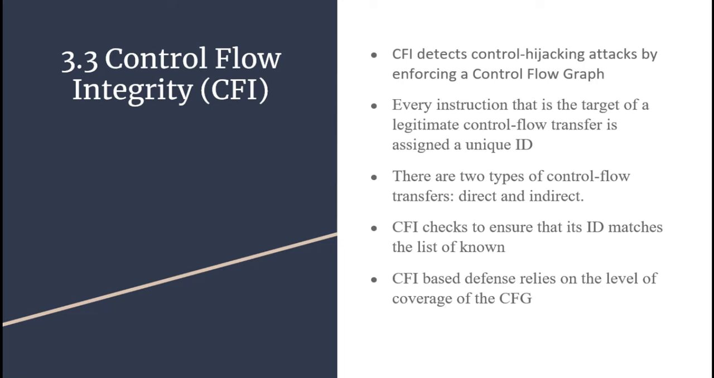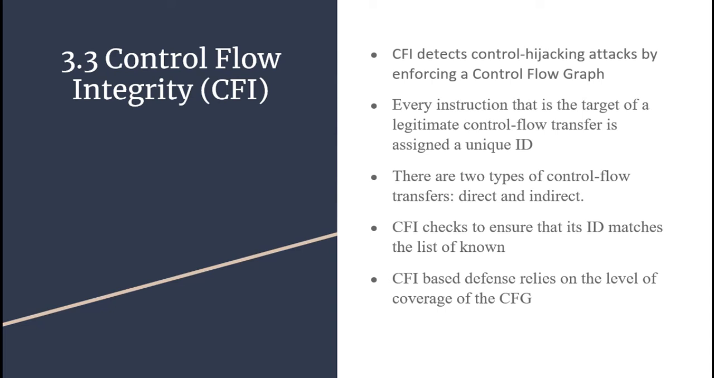However, indirect transfers, like function calls and returns, and indirect jumps, take a dynamic target address as argument. As the target address could be controlled by an attacker due to a vulnerability, CFI checks to ensure that its ID matches the list of known and allowed target IDs of the instruction. Every control flow is permitted as long as the CFG allows it.